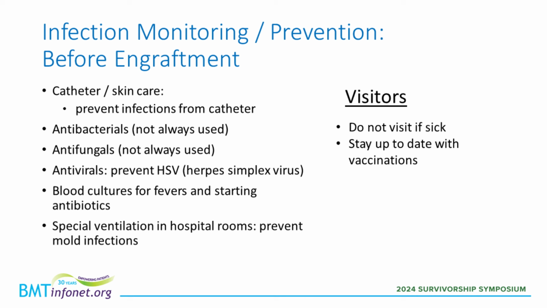So there are many things we do to monitor for and to prevent infection during these different periods. And what we do changes because the risk for infections change over time. So in that pre-engraftment period, we like to make sure that that big catheter, that central venous catheter, is well cared for, and that we keep the skin as clean as possible around that to prevent infections from the catheter. Sometimes we give antibacterials to prevent infection while the neutrophil count is low, but not all centers do that. Also, some centers will give antifungals to prevent candida infections and or mold infections during this pre-engraftment period. But again, not all centers will do that.